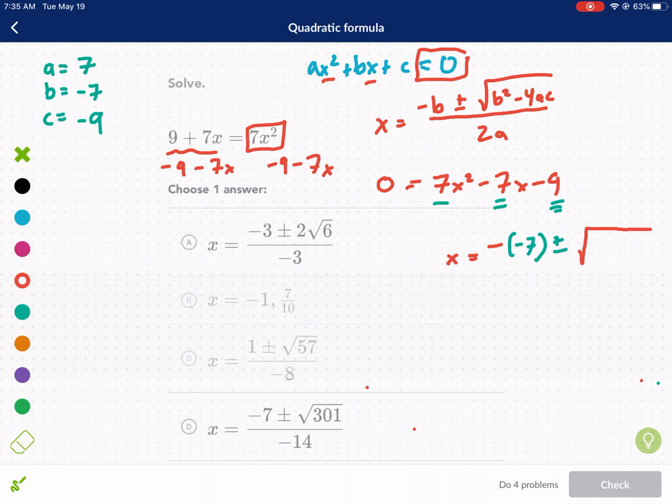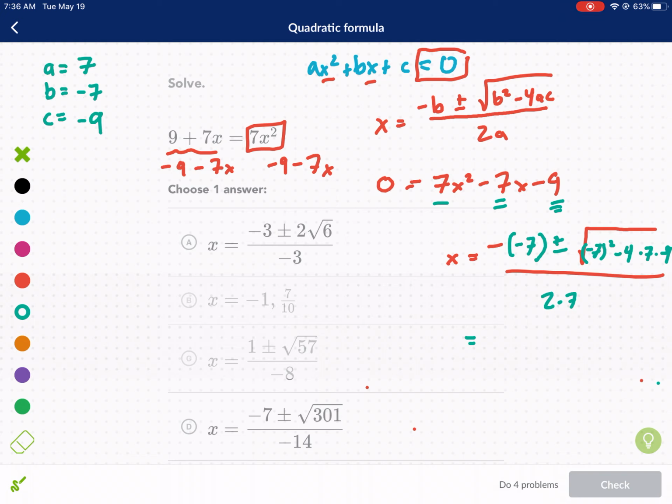Okay, so then we have the square root. Then we have negative 7 squared, minus 4, and then a is 7, so we're going to multiply this by 7, and then multiply it by negative 9, all over, I think it's 2 times 7, right? 2 times 7. Okay, let's simplify it step by step. That way we don't make any mistakes.